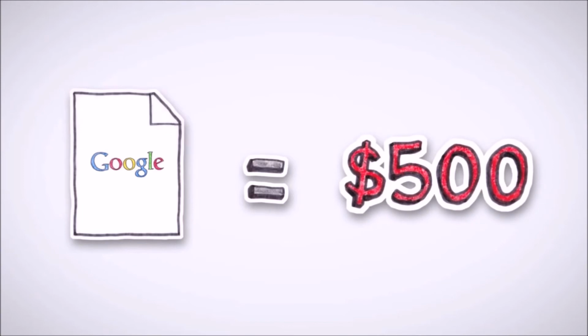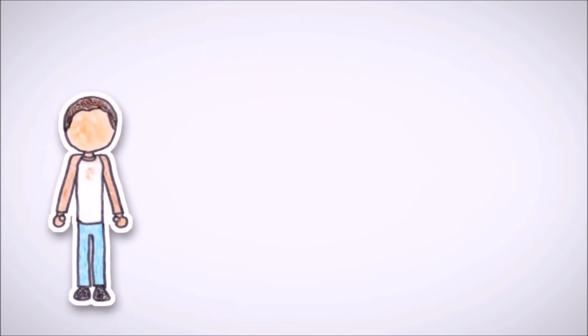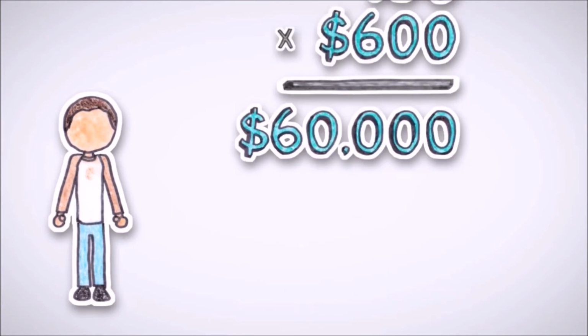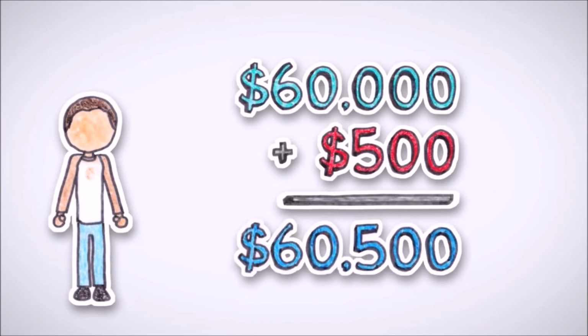After 3 weeks, Google's stock price has soared to $700 and Tim decides to exercise his option to buy the stock. Tim buys 100 shares of Google for $600 for a total of $60,000. Remember, he also paid $500 for the contract, so the total cost is $60,500.